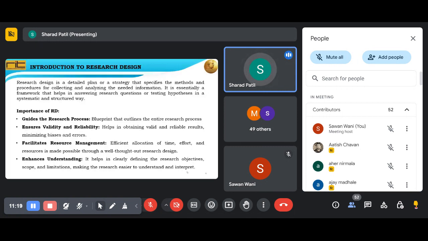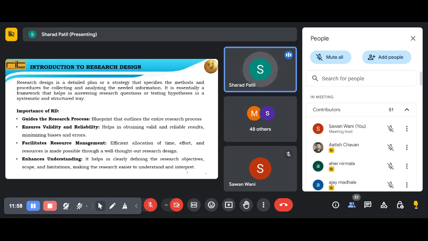Then you also get the facility of resource management. Now you have decided on some research in the areas you have chosen, and you should know what resources are required, such as the efficient allocation of time and the efforts required. The resources available to you are managed well through a well thought out research design process. So you can manage these resources in such a way that you can fulfill the objectives of the research work you have decided.